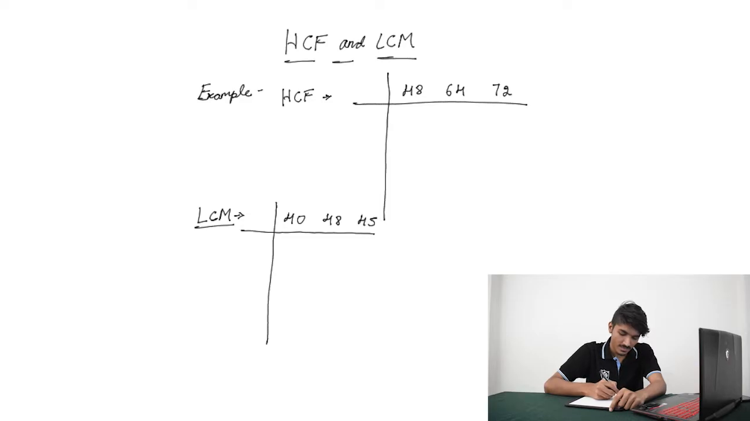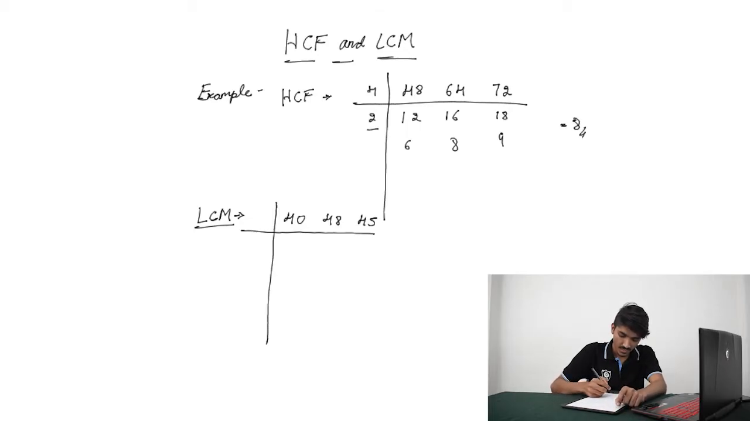Let's say you want the HCF of 48, 64 and 72. Take a number which divides all three. Let's say 4, it will be 12, 16 and 18, and let's say 2, it is 6, 8 and 9. Now there is no single number which divides all three numbers, so let's stop at this moment. Then the HCF will be 4 into 2, that's 8.